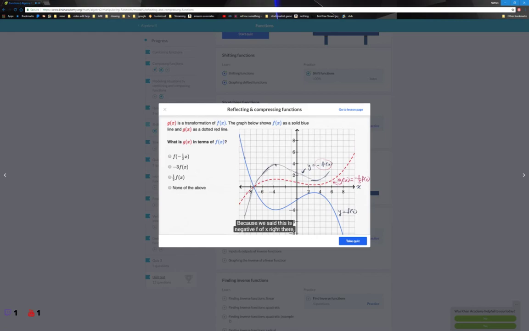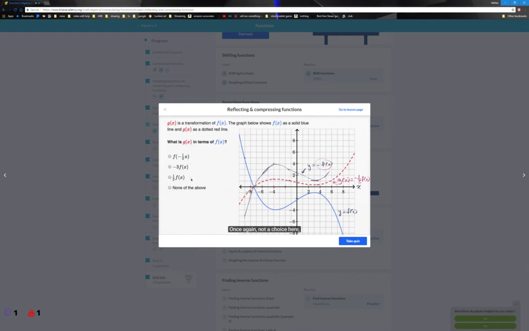Because we said this is negative f of x right there. And it looks like for any x value, g of x is 1/3 of that. So instead of getting to 4, we're getting to a little bit over 1. Instead of getting to 3 right over here, we're getting to 1. Instead of getting to 1 right over here, we are only getting to 1/3. So it looks like it is 1/3 of this line that I just hand drew, which is negative f of x. So it would be 1/3 of negative f of x, which would be negative 1/3 f of x.